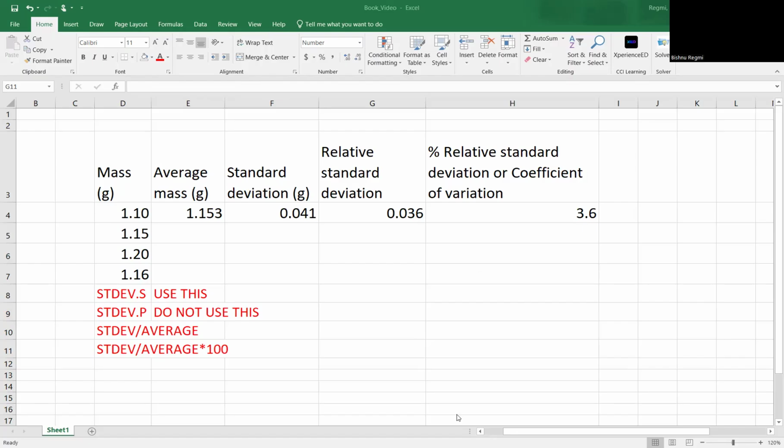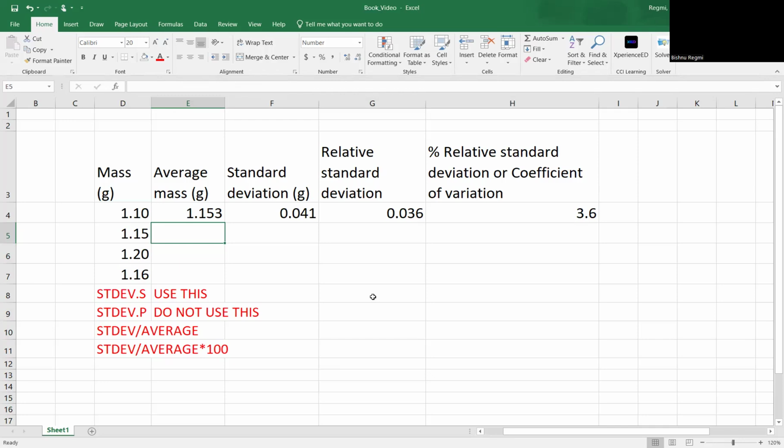Hi everybody, in this video I'm going to show you how to calculate average, standard deviation, relative standard deviation and percent relative standard deviation or coefficient of variation. So the first column contains four values and these are the masses of an object measured by a two-digit balance. So first of all, we need to calculate the average.